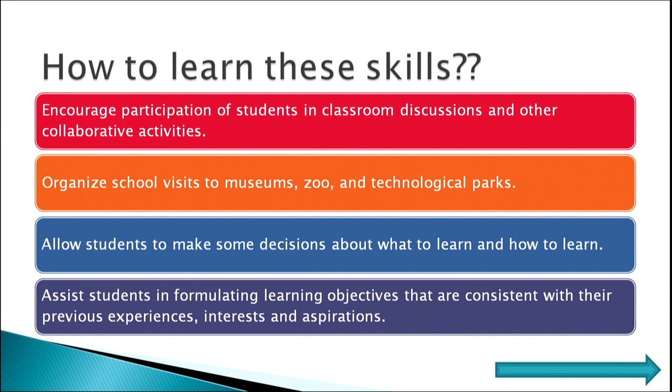Organize school visits to museums, zoo and technological parks. Allow the students to make some decisions about what to learn and how to learn. Assist the students in formulating learning objectives that are consistent with their previous experiences, interests and aspirations. That is, learning these skills is very important when a teacher is teaching the social sciences subject.